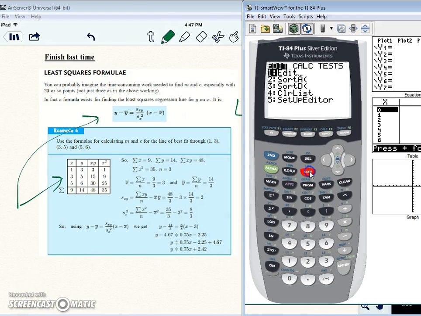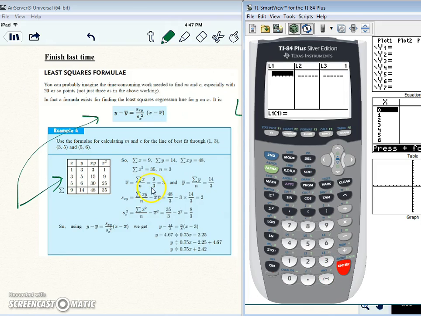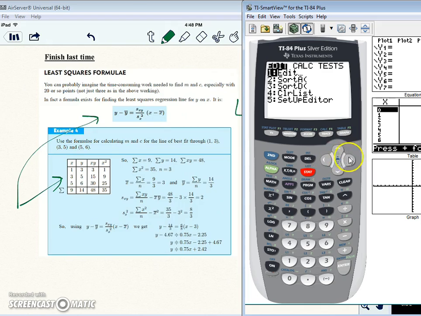We're going to go into Stat, Edit, just like we've done before, and list our X points, which were 1, 3, and 5. And then we'll go ahead and list our Y points, which were 3, 5, and 6 respectively. Okay, so now we want to hit Stat, Calculate, number 4, that's linear regression. And we had our X variables in list 1, our Y variables in list 2.